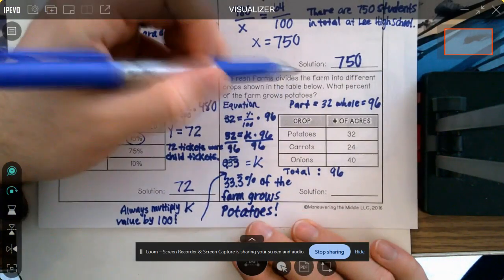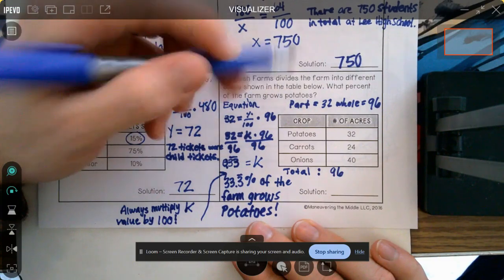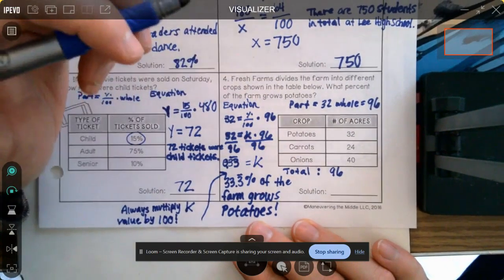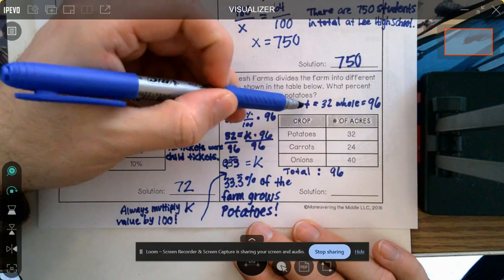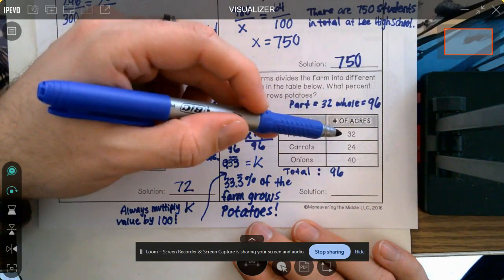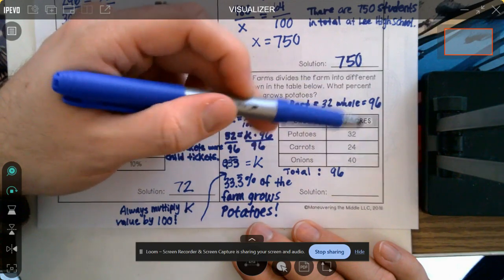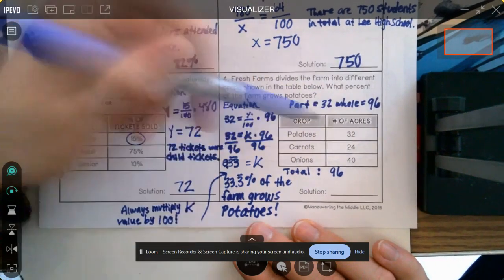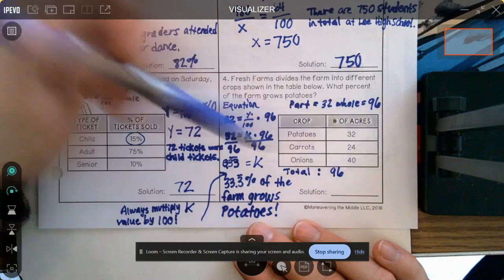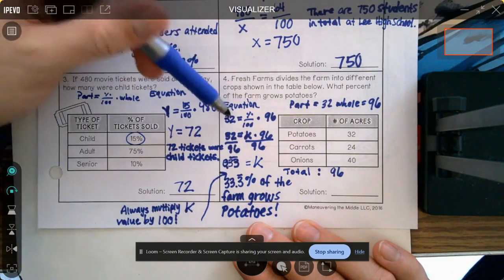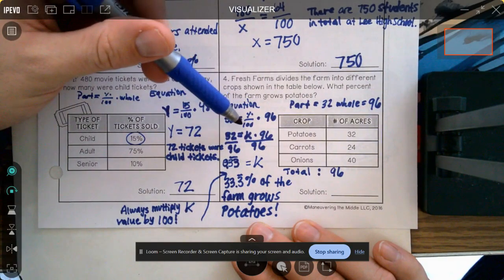So we are trying to find out what percentage of the farm grows potatoes. So we need the part and the whole. The part is 32. That's the amount of potatoes in the acres, right? Whole, we have to add up all the acreage, which is 96. So 32 plus 24 plus 40 is 96. Then we can set up our equation. 32 equals percent over 100 times 96.